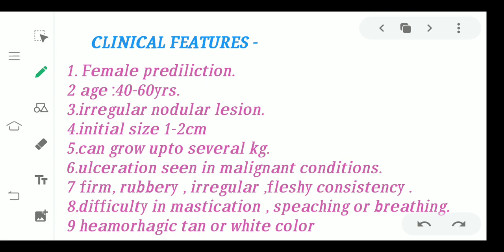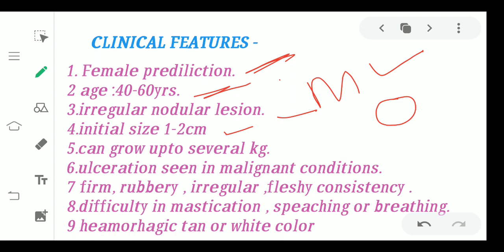Now, looking at some clinical features, what are the features which will be seen in the patient if it comes to you clinically? What you can see is that there will be a female predilection of the disease. It's not that it will not occur in men. It will occur in men, but majorly it will occur in females. Now, the age usually affected is 40 to 60 years. If you look at the tumor, it is generally an irregular nodular lesion, and the initial size, or generally the size which you find, is 1 to 2 centimeters in diameter, but sometimes it can grow up to several kgs also.